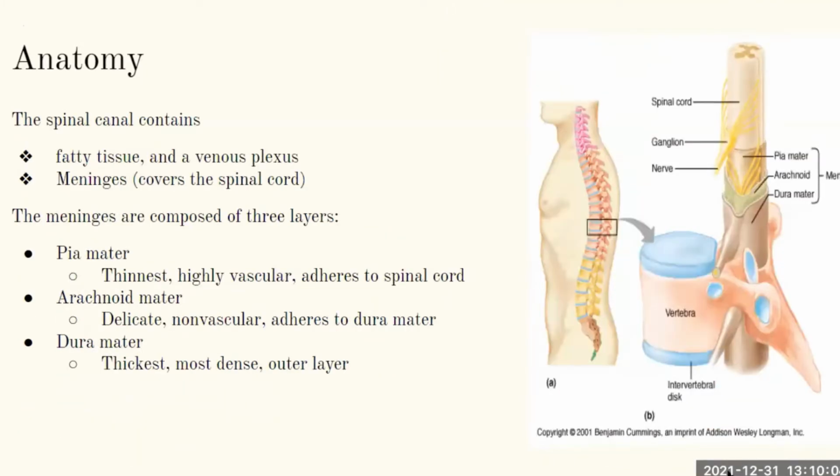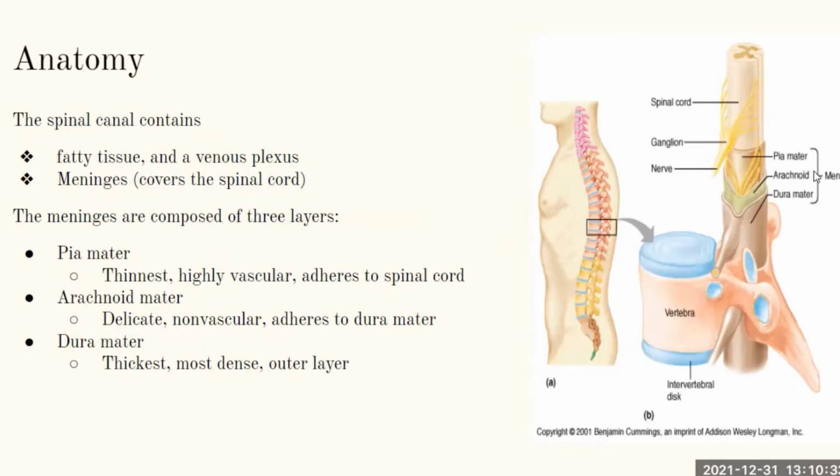The spinal canal contains fatty tissue and the venous plexus, and it has meninges which cover the spinal cord. Among those meninges, we have three main layers. We have the pia mater, as you can also see on the picture, which is the thinnest, highly vascular, and adheres directly to the spinal cord. Next, the arachnoid mater is pretty delicate and non-vascular, and it adheres to the dura mater. The dura mater is the thickest and most outer layer of all three.